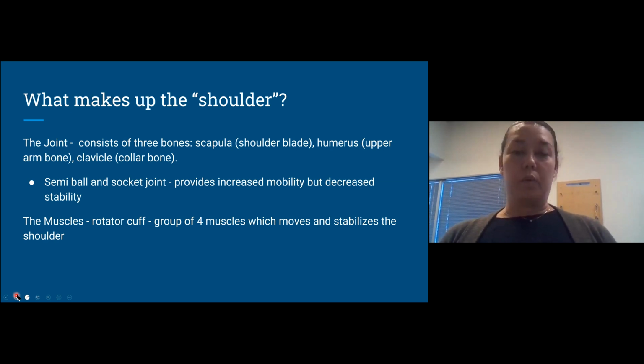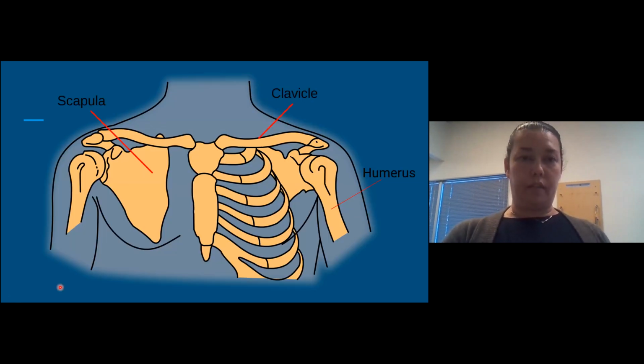So now that brings us to the muscles of the shoulder. These include the rotator cuff, which is a group of 4 muscles that help control the movement of your arm and stabilize the shoulder joint. So here in this picture, we have the shoulder joint. This is the scapula. This is the clavicle. And this is the humerus. So where these bones come together, that is your shoulder joint. And the entire thing is sometimes called the shoulder girdle.